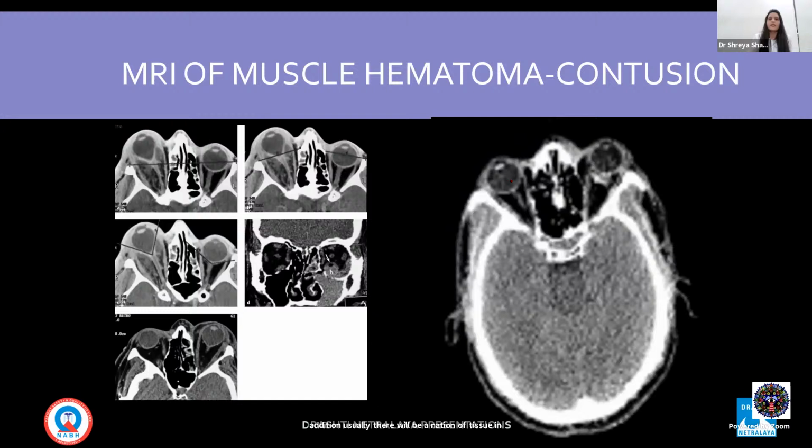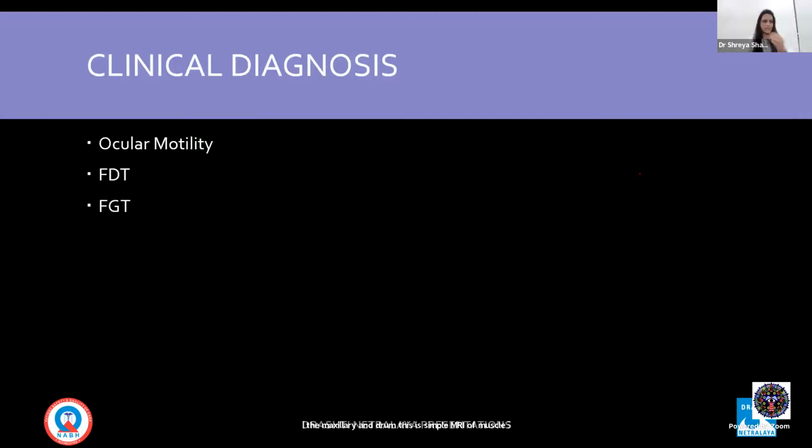This is a simple MRI of muscle hematoma. You can see the muscle hematoma here.